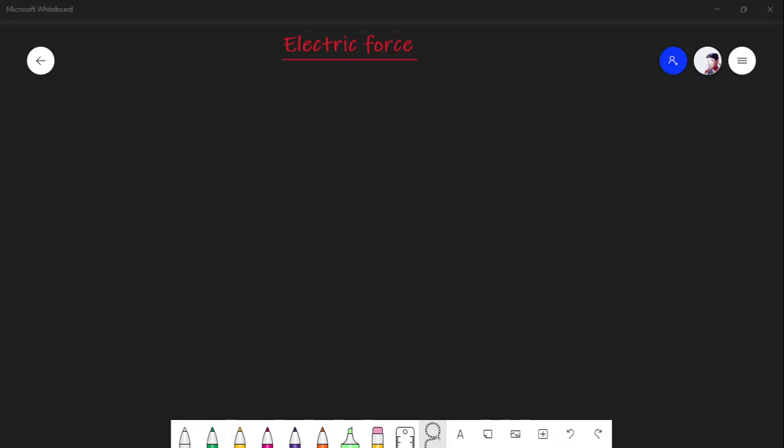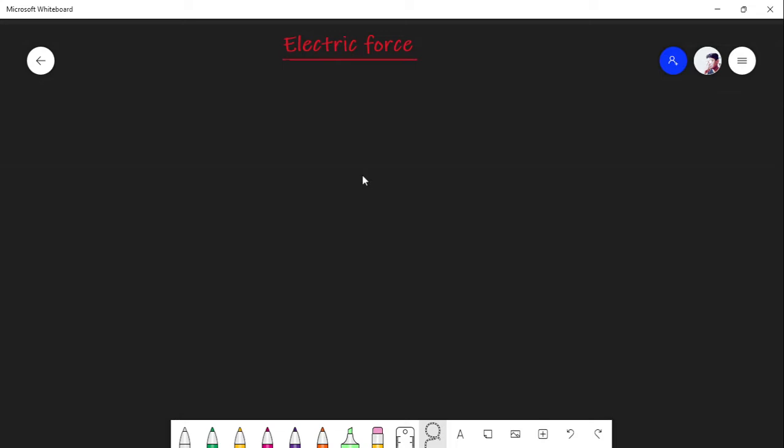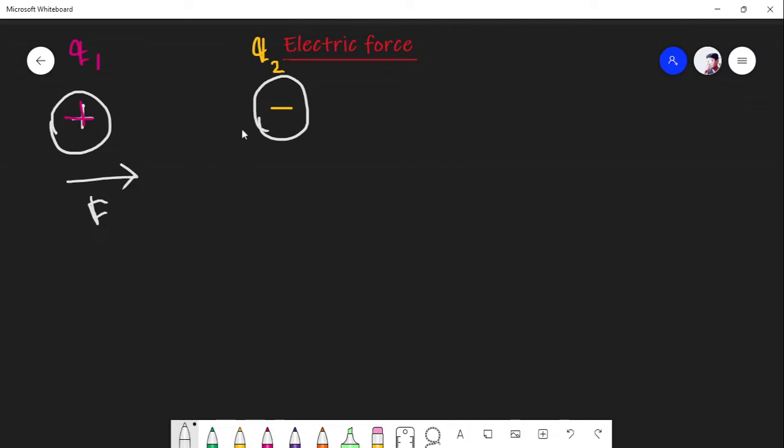So in this video we're going to be talking about the electric force, also known as Coulomb's law. If there are two objects, let's say this one is positively charged, and the magnitude of the charge is q1, and this is another object which is negatively charged and the magnitude of the charge is q2, then they will feel a force of attraction, right? Because they're opposite charges, and opposite charges attract each other. And if they were similar charges, they will feel a force of repulsion, which is also the electric force.